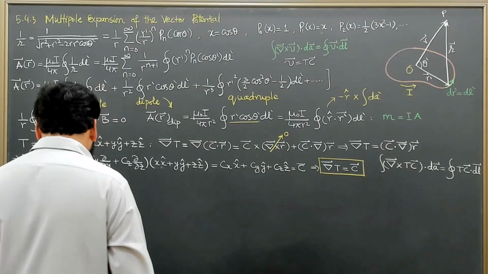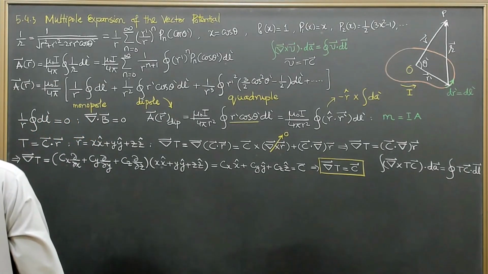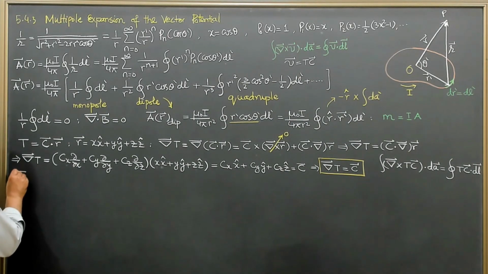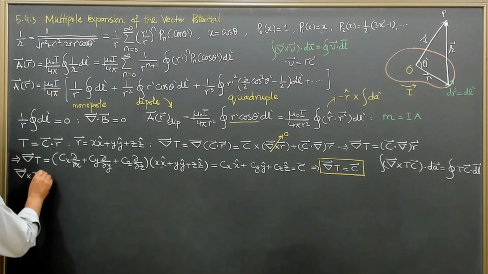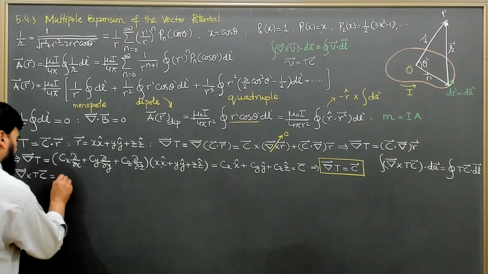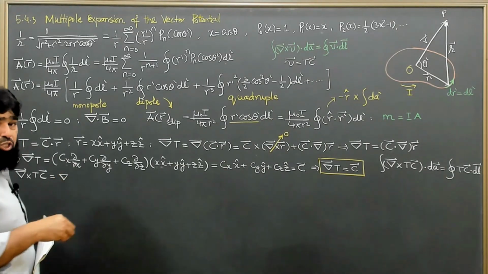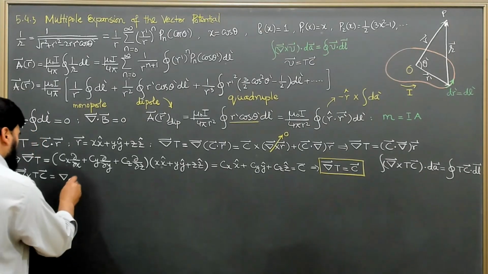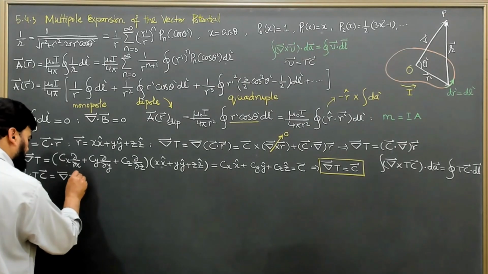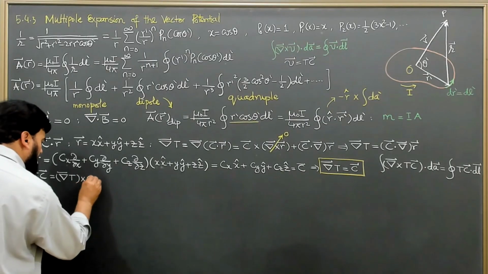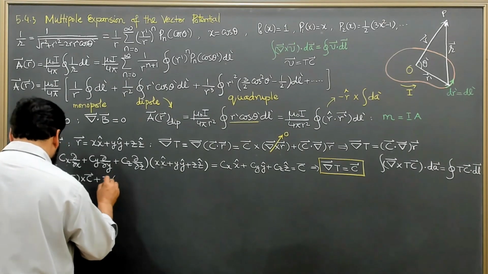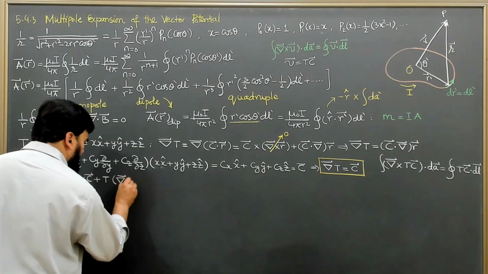Now let me calculate what del cross tc is. I'm calculating del cross tc, and I will use the identities, the identities which are in the first chapter. So this is equal to the gradient of t cross c plus t times del cross c.